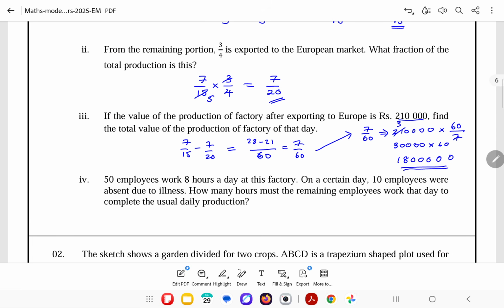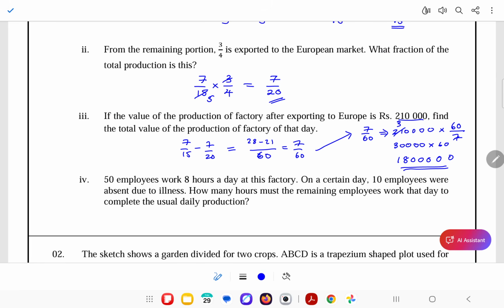Right. Now let's see. Last part of question number 1. 50 employees work 8 hours a day at this factory. On a certain day, 10 employees were absent due to illness. How many hours must the remaining employees work that day to complete the usual daily production? So total hours worked is what? 50 into 8.